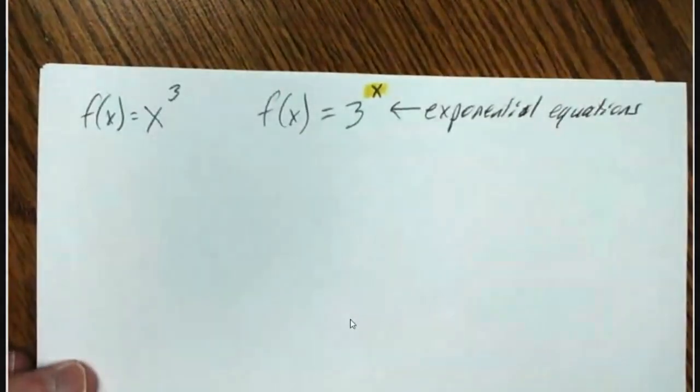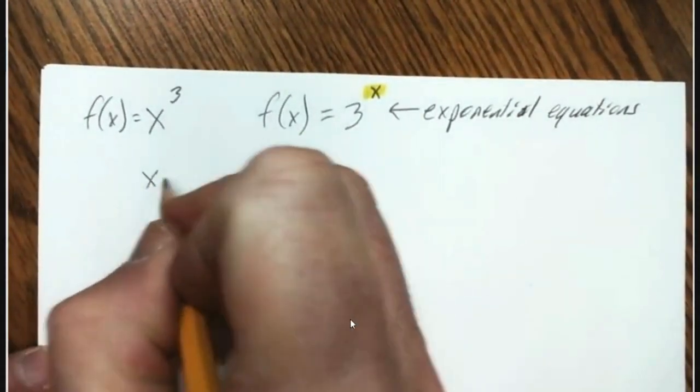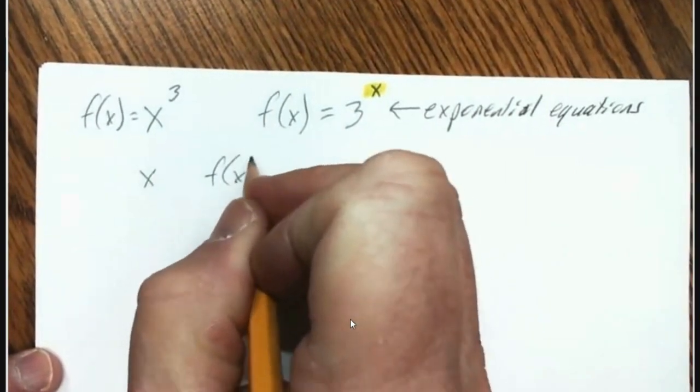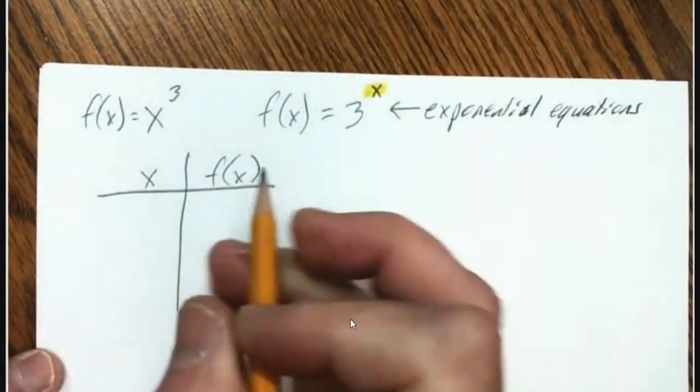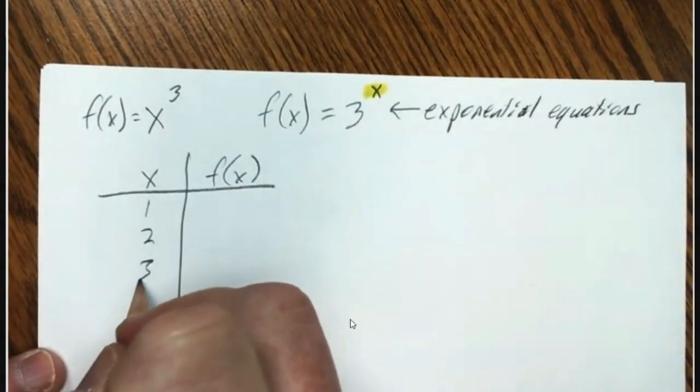What would it look like to be exponential? Let's see. Let's say we've got a table with some values, and x is 1, 2, 3, and 4.